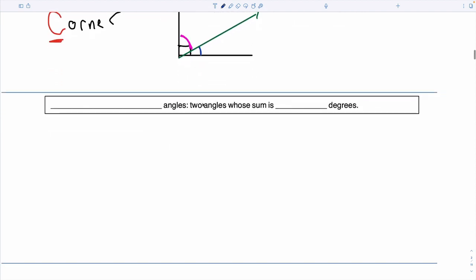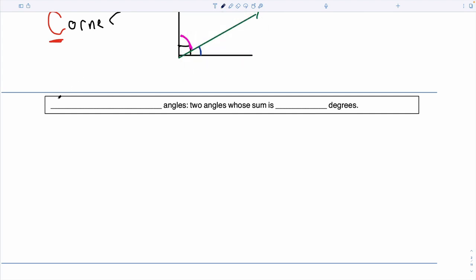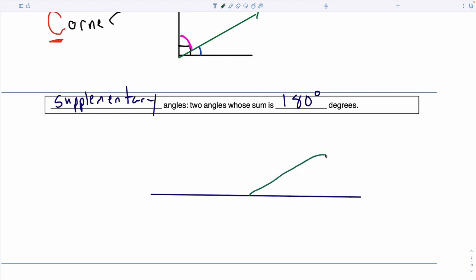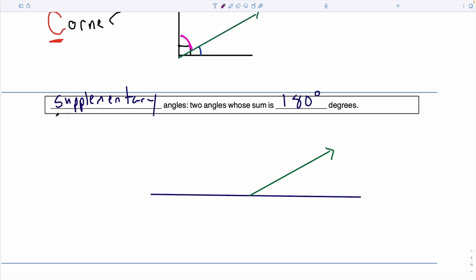If you have a supplementary angle, when you hear the word supplementary, you're going to have two angles that make 180 degrees. Draw a line and put another line that shoots off from the center in some direction. When you think of supplementary, you're going to think of the word straight. A supplementary line is a straight line.